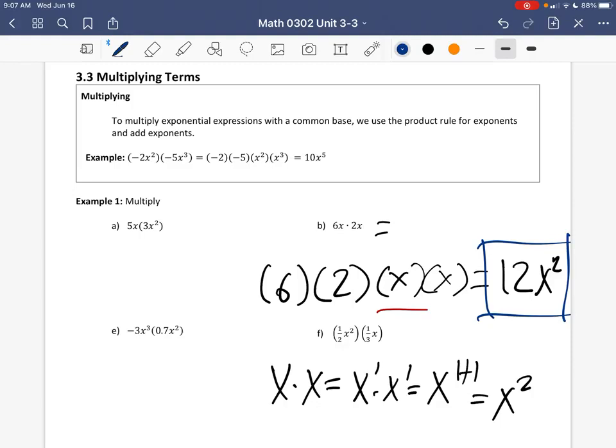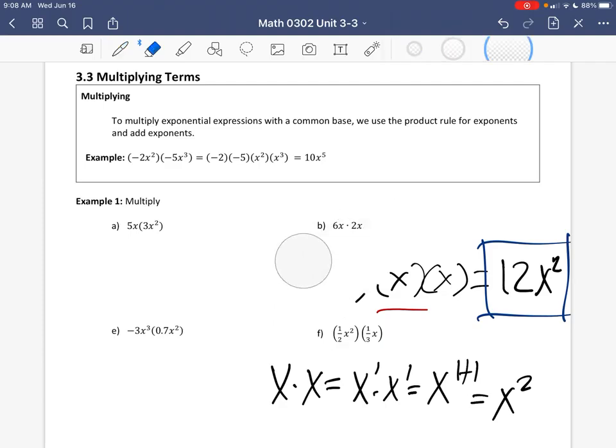Okay. Now, if you notice here on part B, these terms were alike. Okay, so the terms are alike or like terms, so to speak. But the rule for the multiplication is still going to be the same. Okay. And let's take a look at part E.